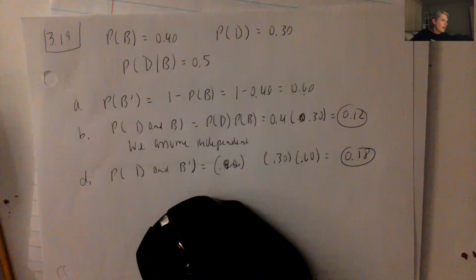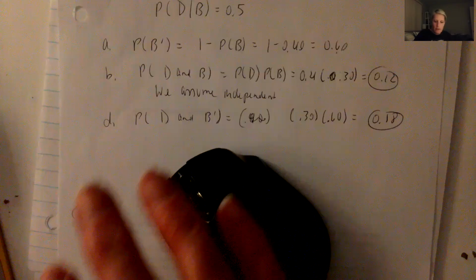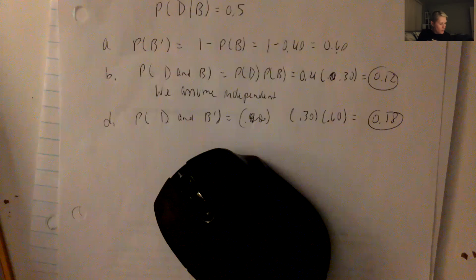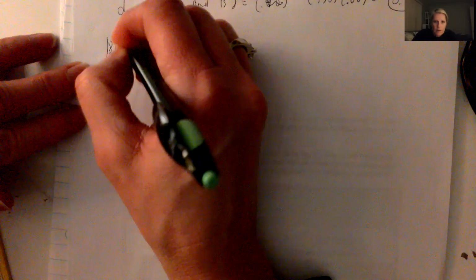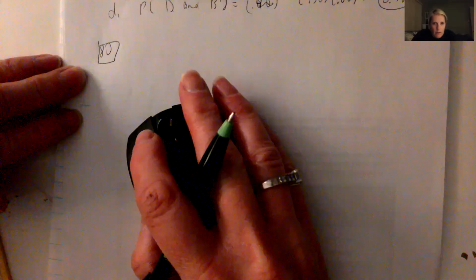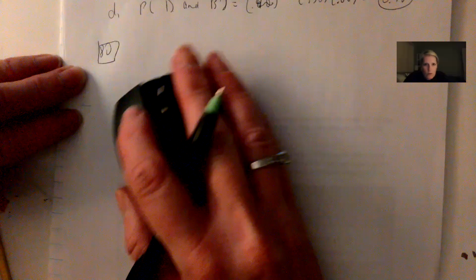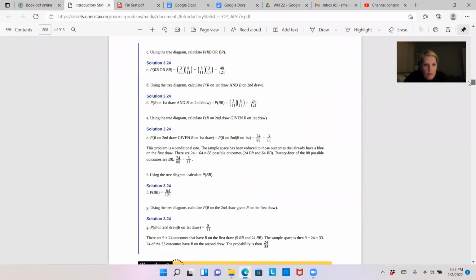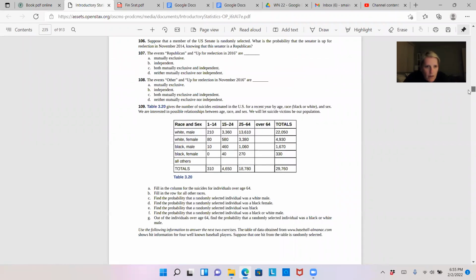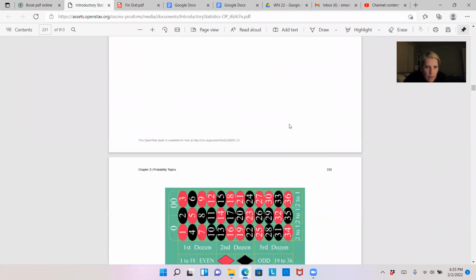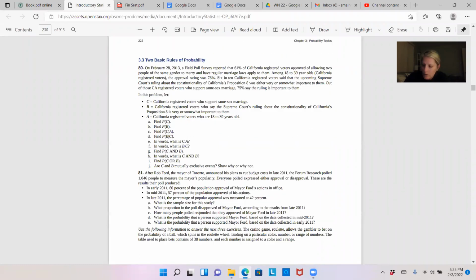I also wanted to look at a couple of good examples in the problem section. So question 80 in your book. So if you go to the problem set, here we go, on page 222.